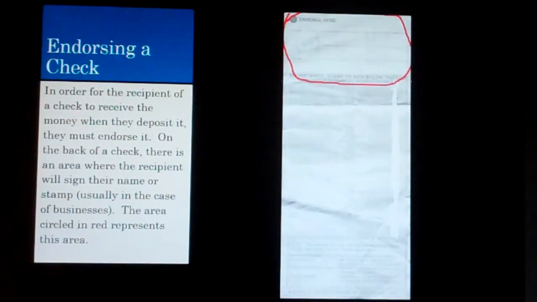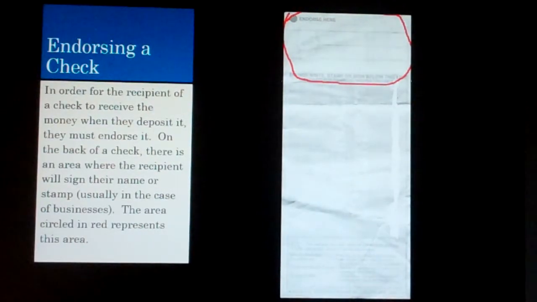Endorsing a check. In order for the recipient of a check to receive the money when they deposit it, they must endorse it. On the back of a check, there's an area where the recipient will sign their name or stamp, usually in the case of businesses. Like for instance, we just had the example of Barb's Bridal Shop. So Barb's Bridal Shop probably has a stamp where they just stamp Barb's Bridal Shop on the endorsing area. The area circled in red represents this area.